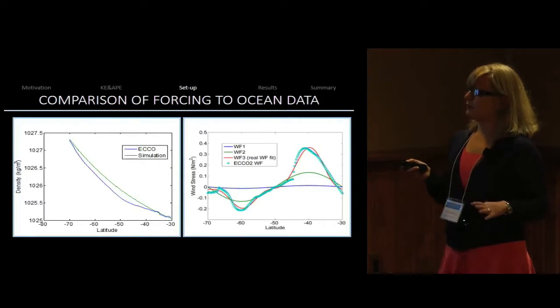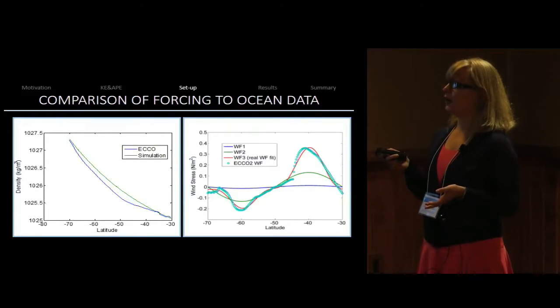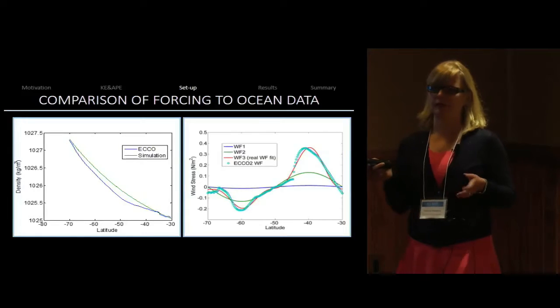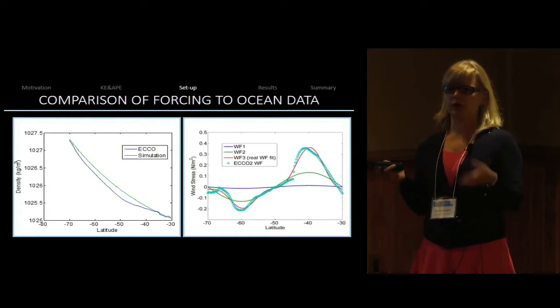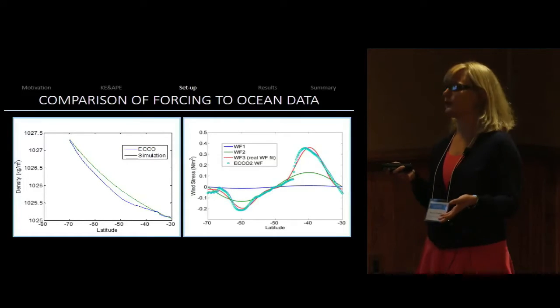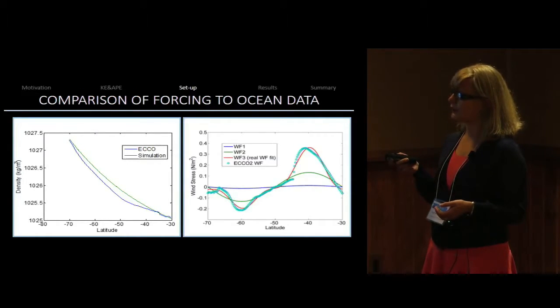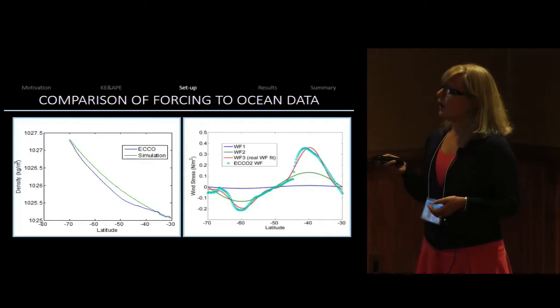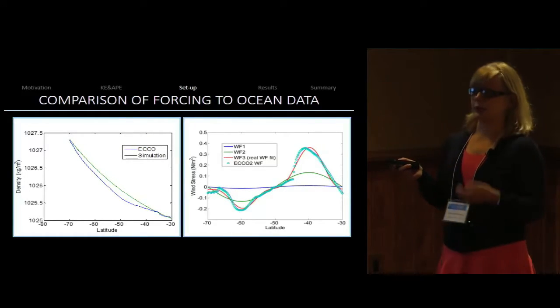And I didn't just pull my forcings out of the hat. I actually looked at ECCO, which is an MIT GCM model that matches actual observations of surface forcings in the ocean. So I matched my density profile as close as I could. The blue is the ECCO, and the green is what I obtained from my simulation. So my Dirichlet boundary conditions are fairly well matching what's actually going on in the ocean.